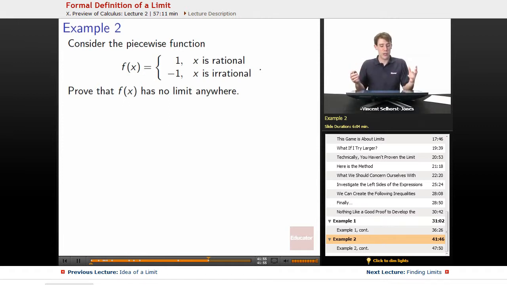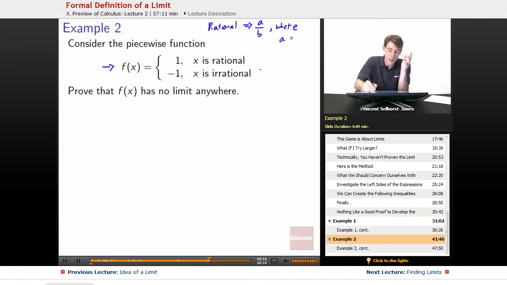So the very first thing we want to do here, before we try to prove anything, is understand just what f of x equals 1 when x is rational, -1 when x is irrational means. First off, we need to remember what it means for a number to be rational. A number is rational when it can be put as some a over b, where a and b are integers.